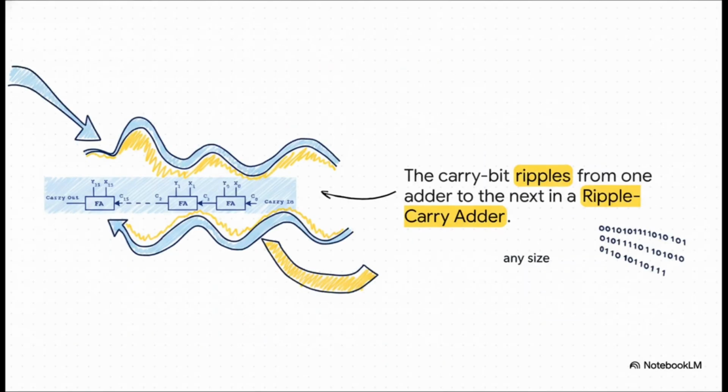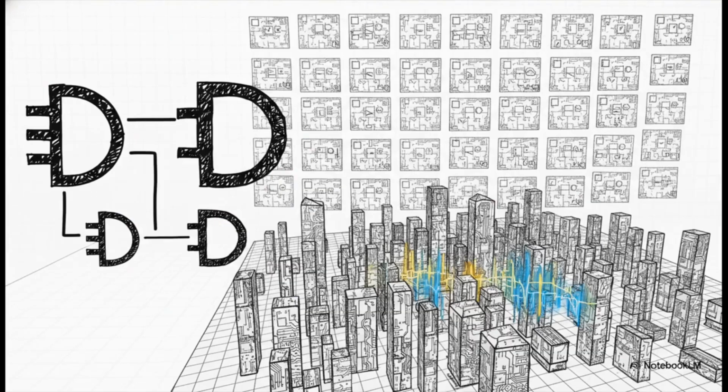From there, the idea is just beautiful in its simplicity. You just chain these full adders together in a line, one for each bit in the numbers you want to add. As you can see here, the carry out from the first adder becomes the carry in for the next one, and so on down the line. This ripple effect is how computers can add numbers of pretty much any size. And that's really how it's all done.